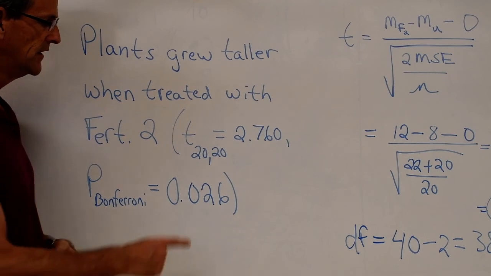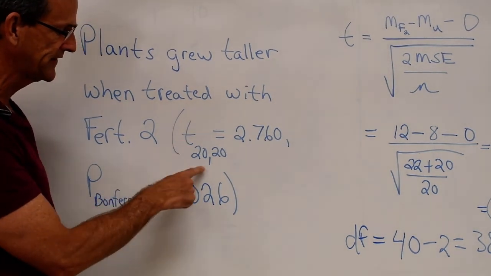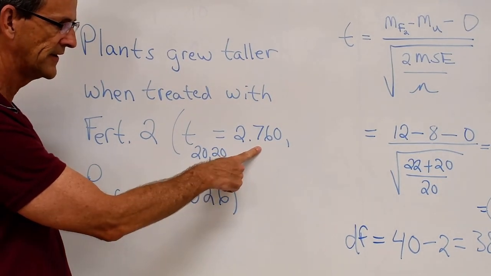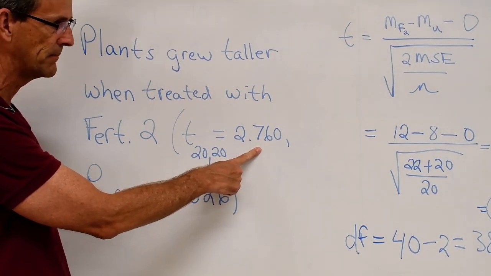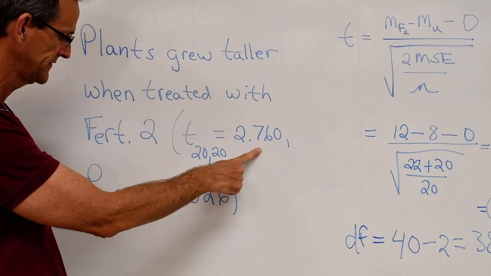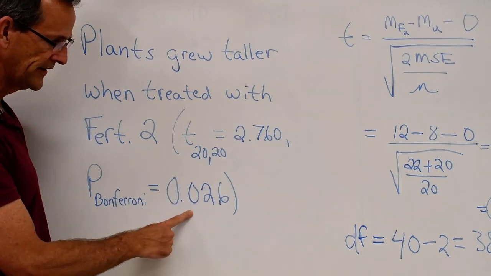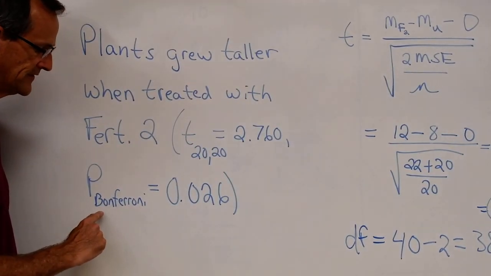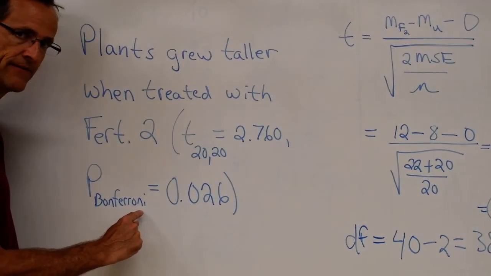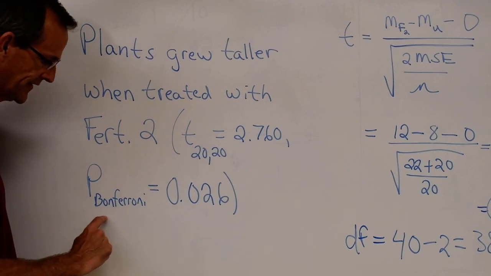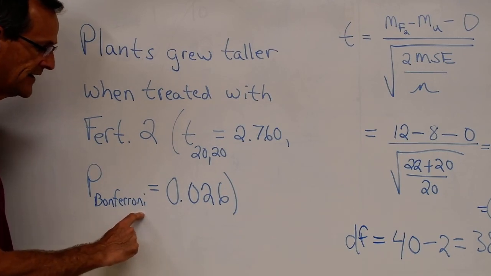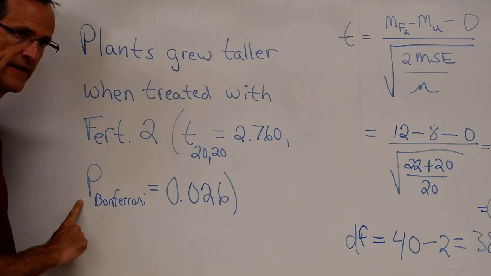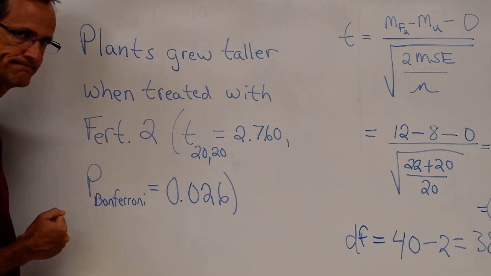All right, so you write the statistic with the subscript showing the sample size in the 2 groups. There's the t statistic that we got by using the formula. And then here is the corrected probability. What I usually do, just to tell people that I've corrected the probability, is I'll put Bonferroni in a subscript to P, and that conveys that information.